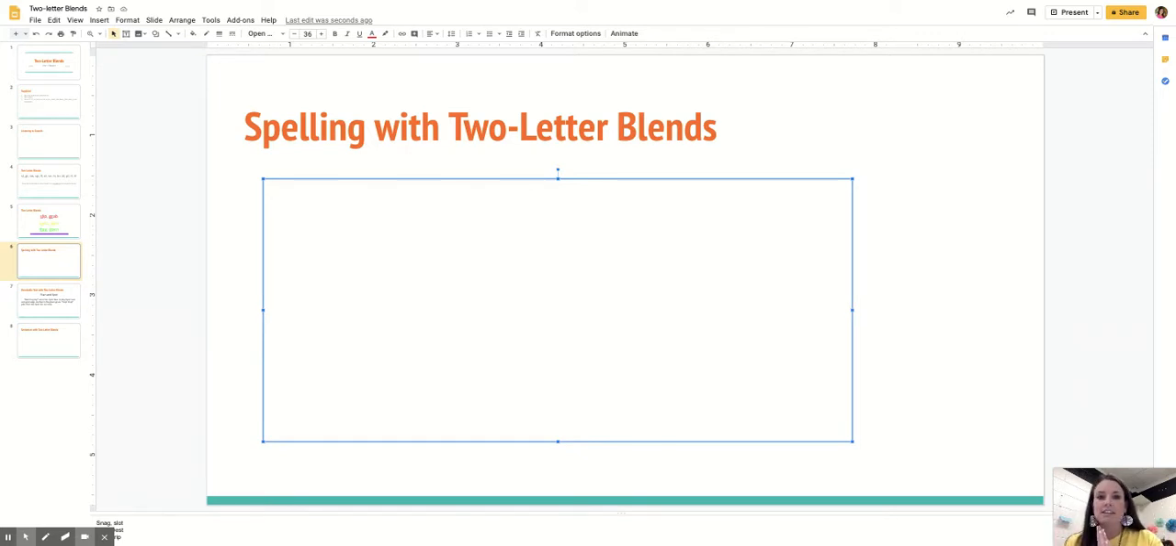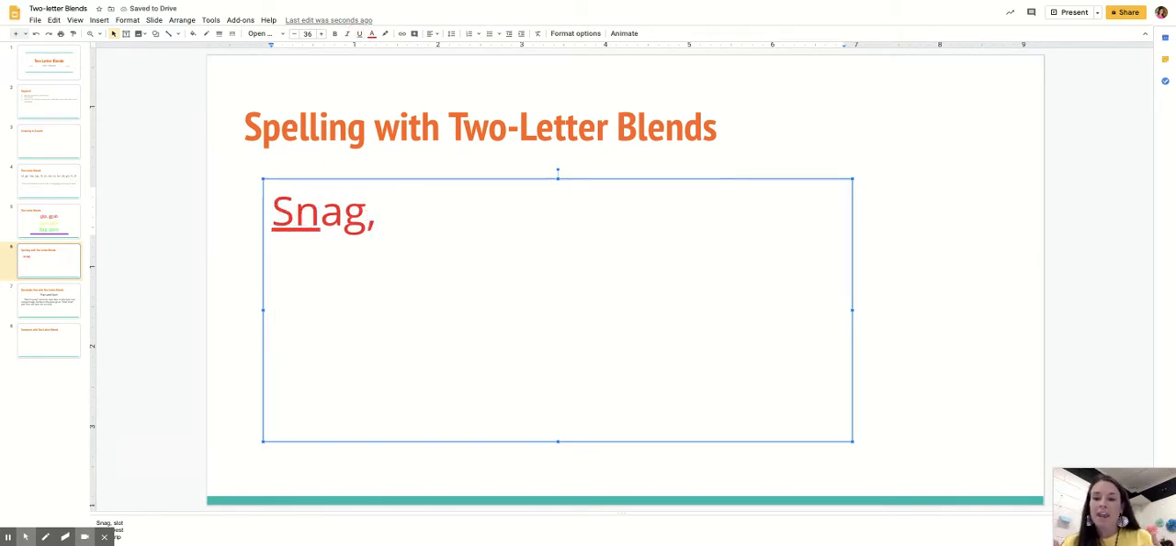Snag. That's a blend. S-N. Sn. A vowel. G. Snag. Okay, very good. So I'm going to move this up here to the top. Okay, I'm going to underline that SN because I like to show where the blend is.